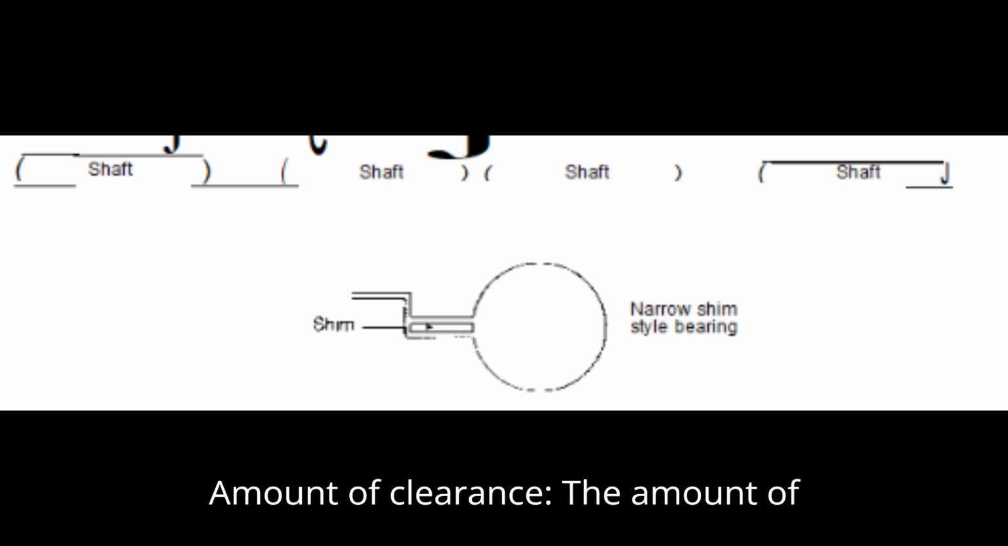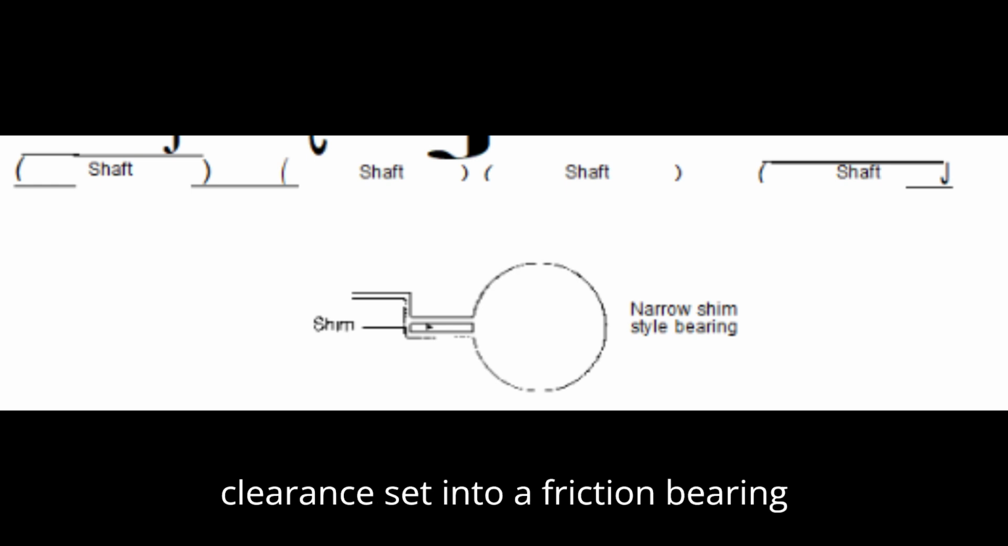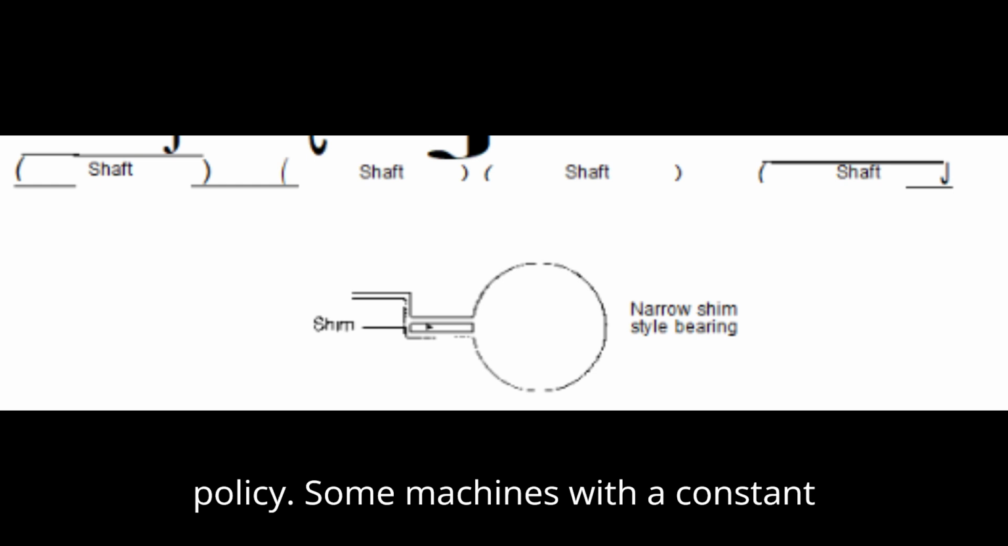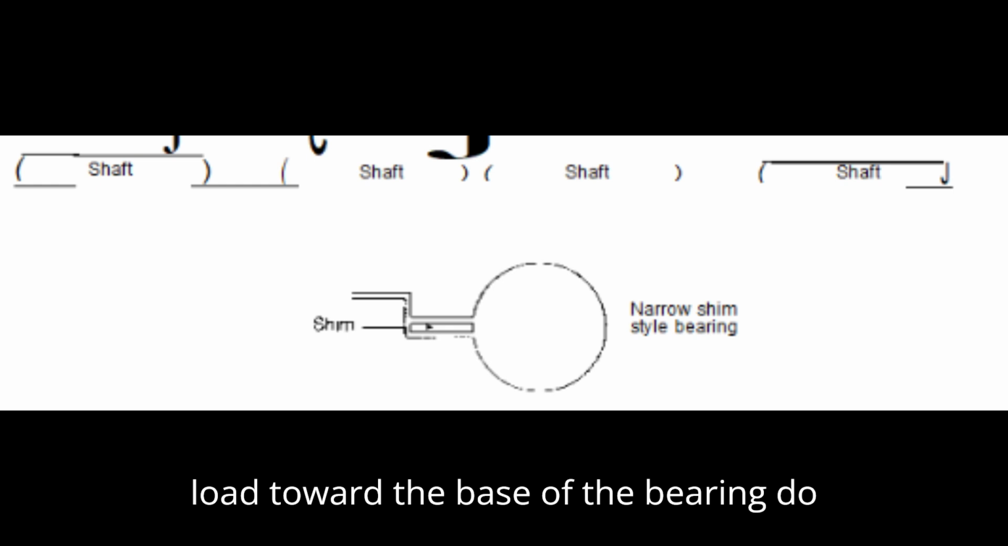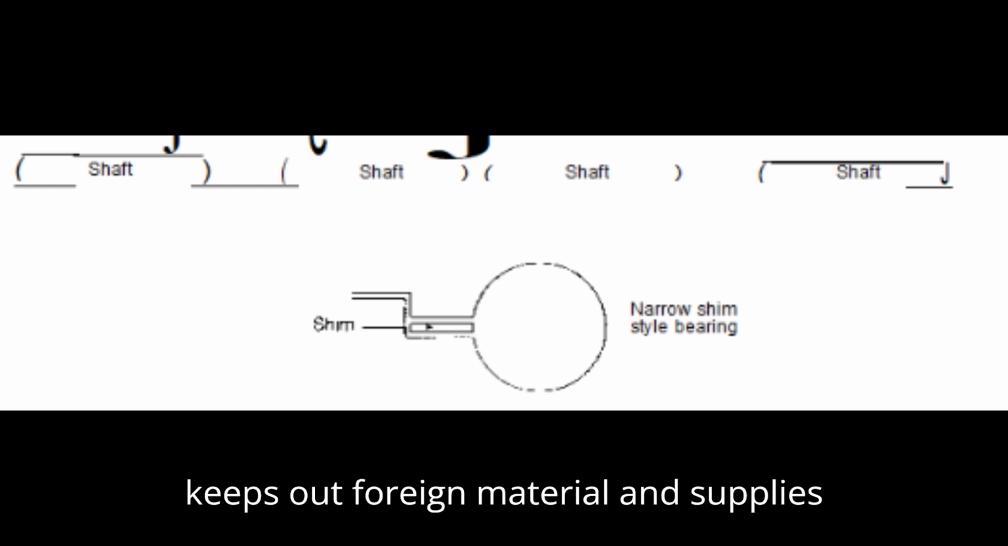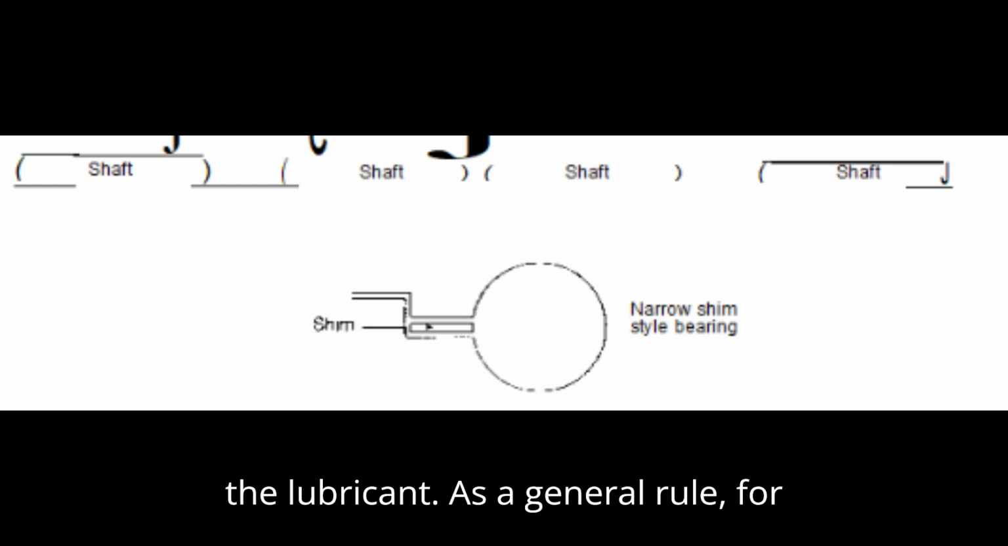Amount of clearance. The amount of clearance set into a friction bearing depends on machine design and company policy. Some machines with a constant load toward the base of the bearing do not have a fitted cap. The cap merely keeps out foreign material and supplies the lubricant.